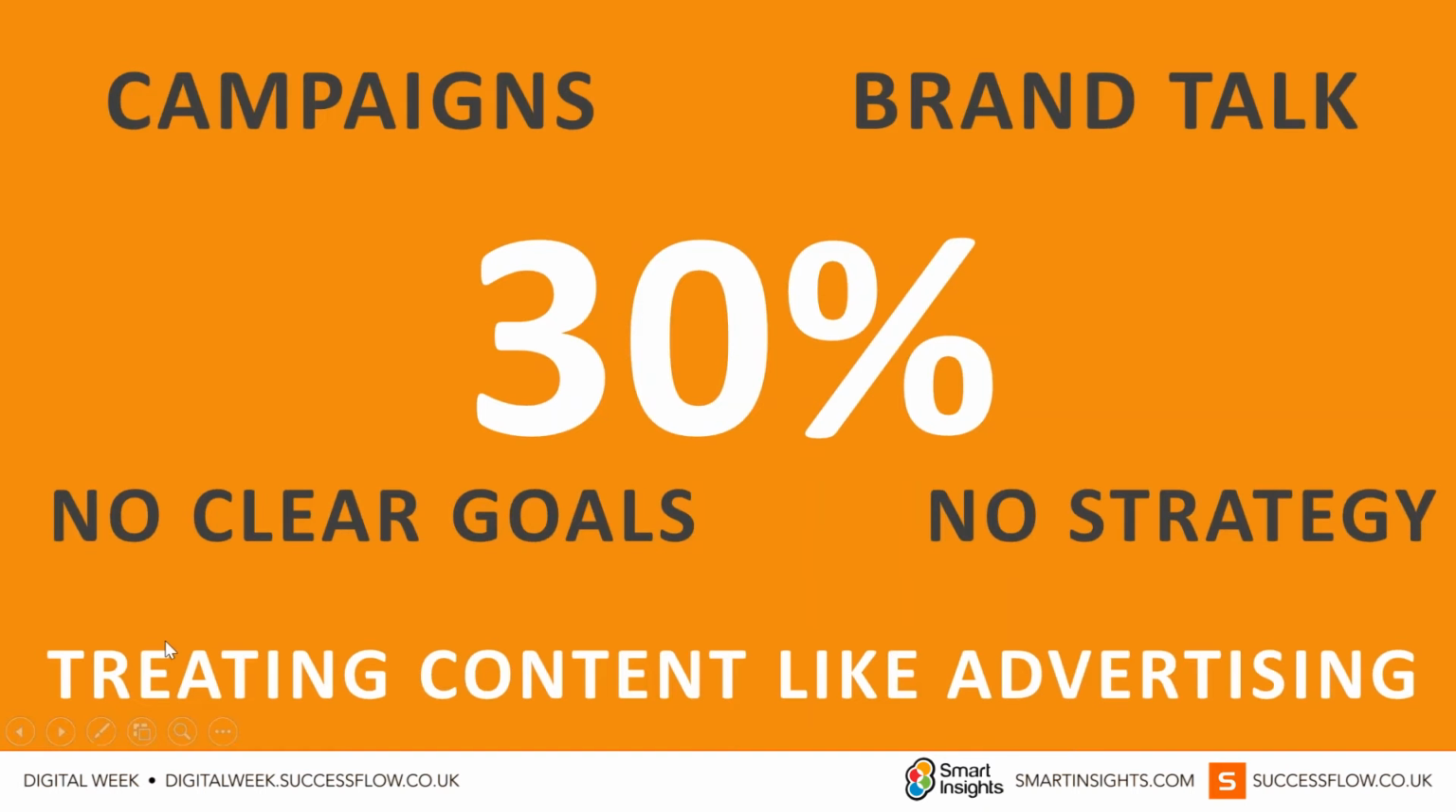Well, we're still thinking about campaigns instead of ongoing consistent programs. So content marketing is a marathon, not a sprint. It has to go over time. We're going to talk about time and patience being an important part of a content marketing approach. Still, brand talk, we're still talking way too much about our products and services. And at the bottom here, most organizations have no documented content marketing strategy.